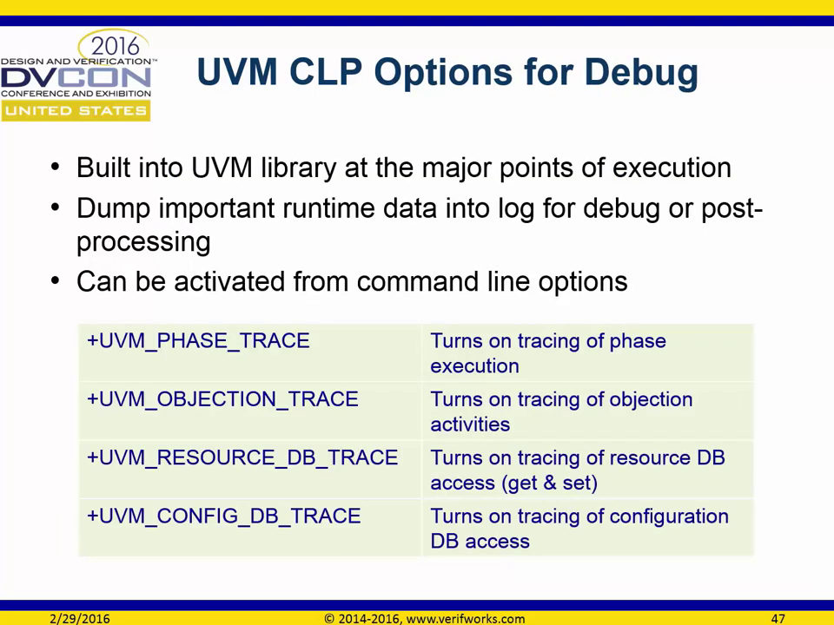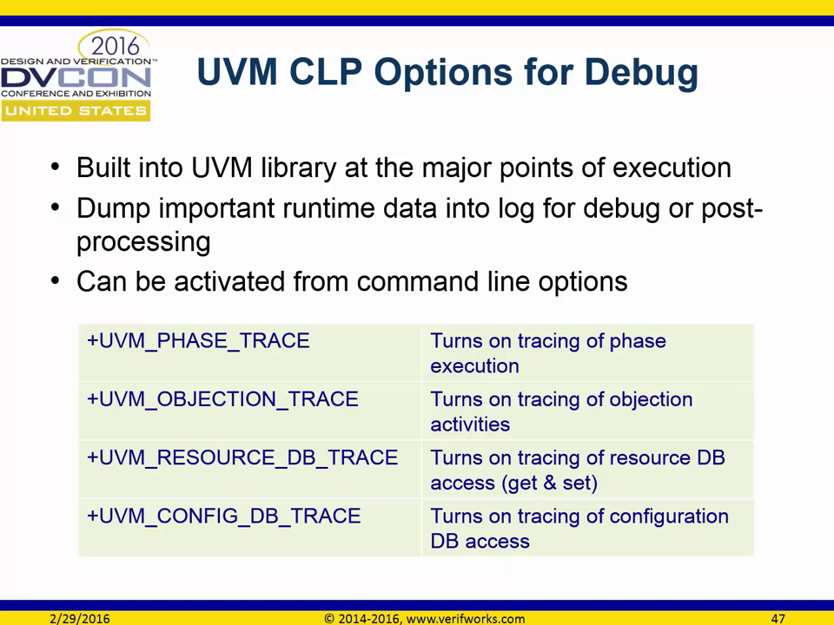There are a few additional command line options for debug. A couple of them we have covered, and a couple of them we will go over here. The UVM_PHASE_TRACE turns on tracing of phase execution. What this does is it prints out a message every time you are in one of the phases, telling you that a phase is about to begin or end. And you can use that to figure out if something is hanging somewhere.